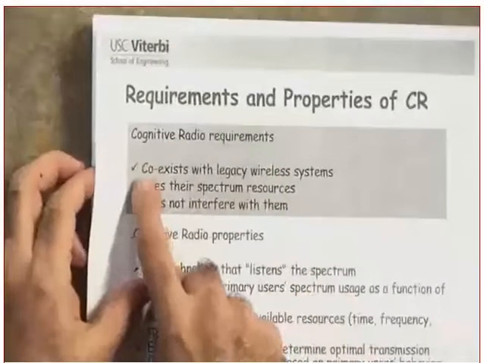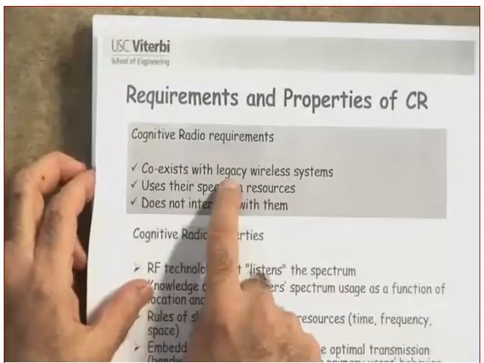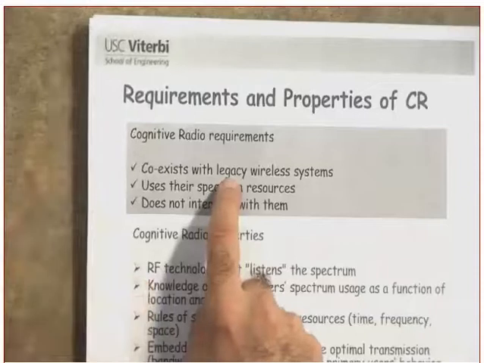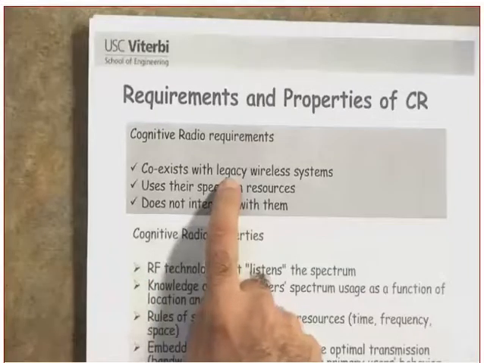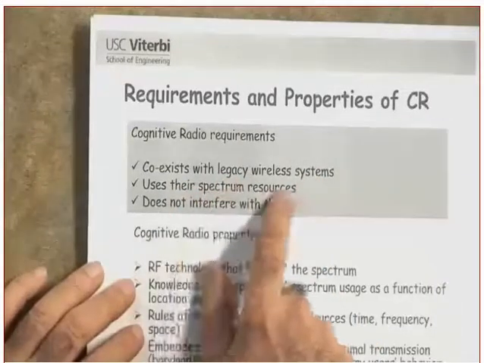Again, as I told you, it needs to be able to coexist with what? With the legacy wireless systems. What is legacy wireless systems? Legacy wireless systems are those which are in operation right now, not cognitive. Yes? Operate, coexist with the legacy wireless systems, use their spectrum resources.